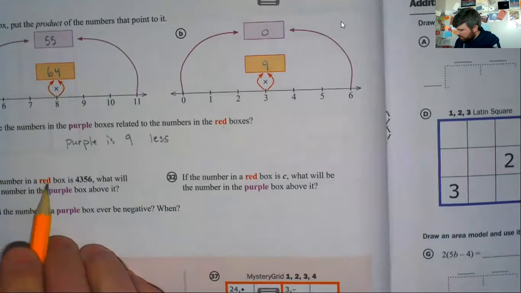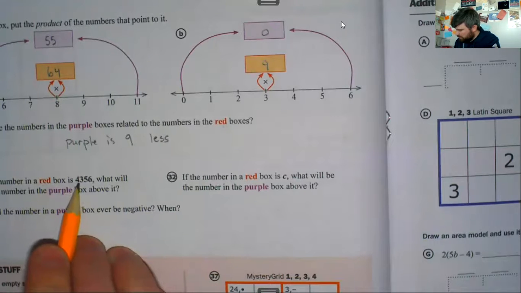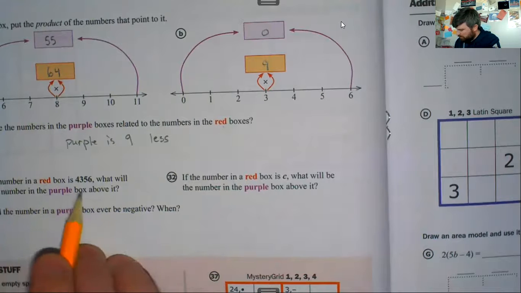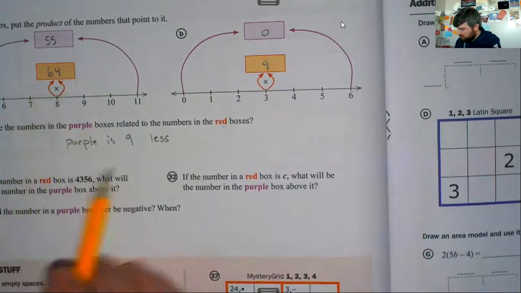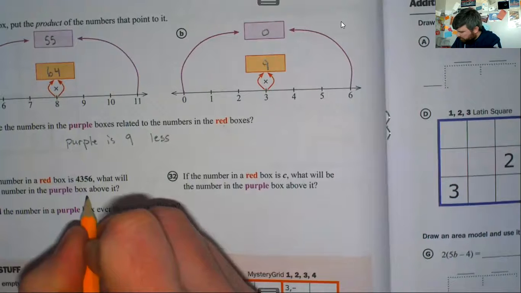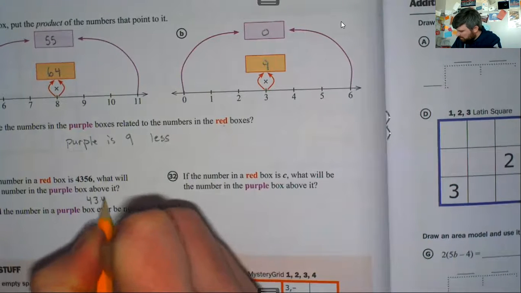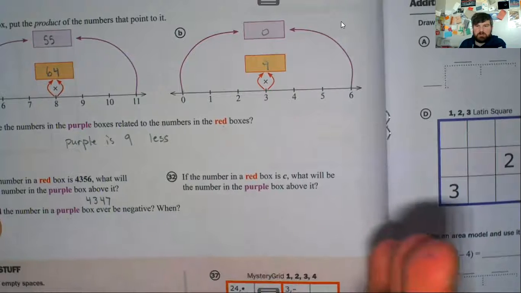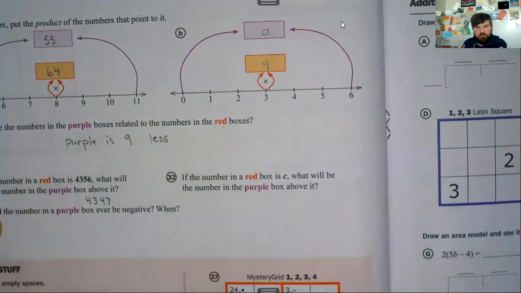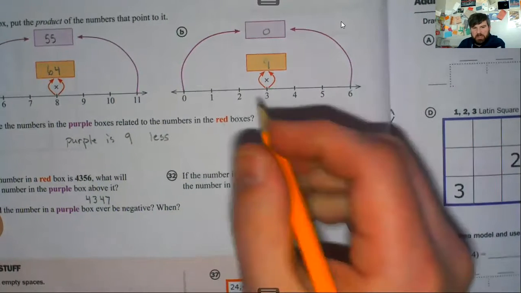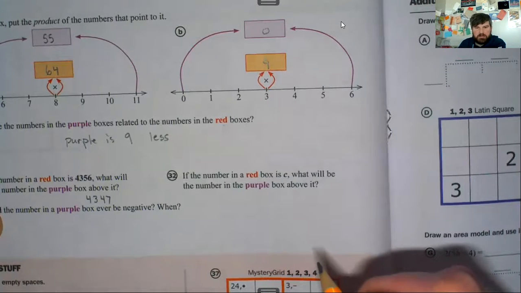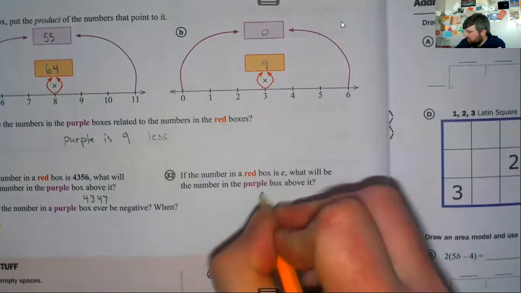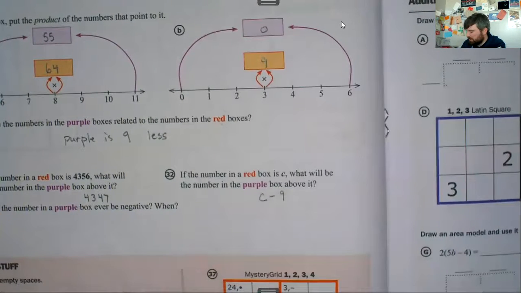If the red box is 4,356, what will be the number in the purple box above it? Okay, if you're doing this multiplication, you've got to go 9 less. So that would be 4,347, because you just subtract 9. Going down 6 would get you to 50. Go down 3 more to get you to 47. If the number in the red box is C, what will the number in the purple box above it be? So that would be C minus 9, because we just subtracted 9.